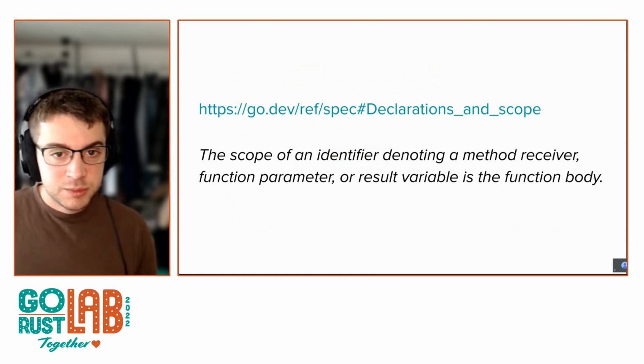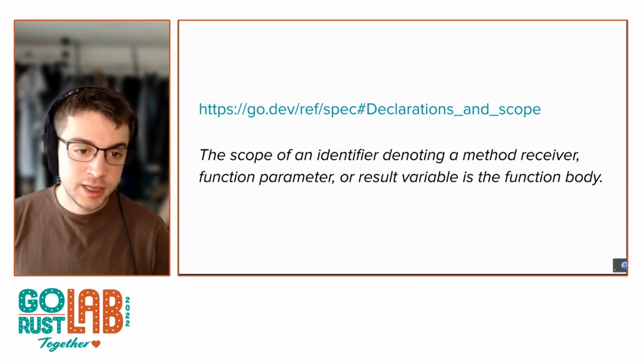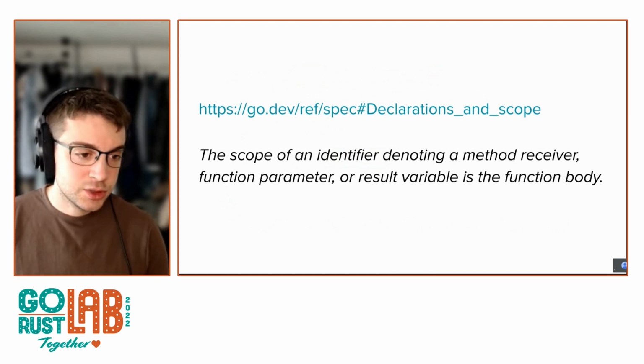And the reason for this is because the spec says the scope of an identifier denoting a method receiver, function parameter, or result variable, in our case a parameter, is the function body. So there's just one scope.